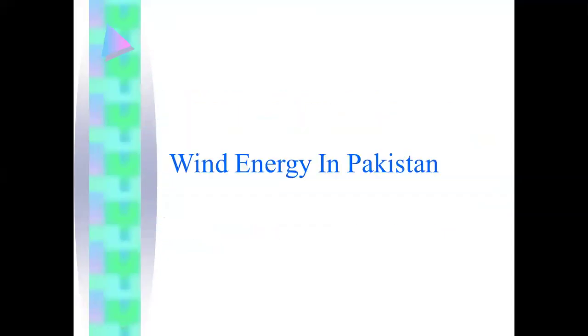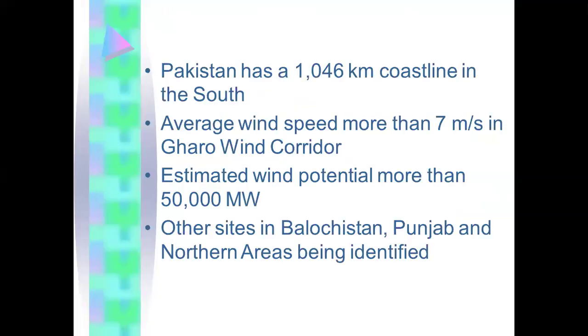Wind energy in Pakistan. Pakistan has a 1,046 kilometer coastline in the south. Average wind speed is more than 7 meters per second in the Gharo wind corridor. 7 meters per second is sufficient velocity of the air to produce electricity. If more than 7 meters per second velocity exists, then it is feasible for production of electricity from wind power.